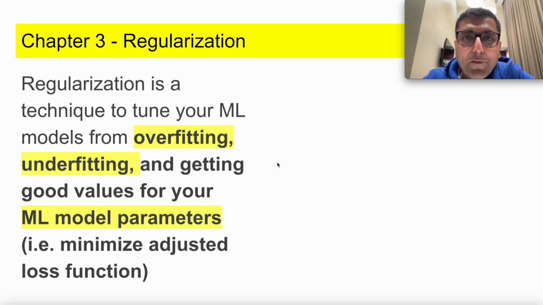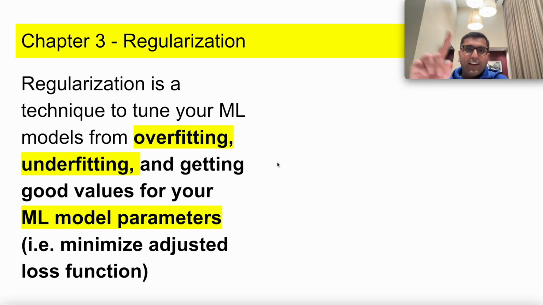Regularization. If I were to summarize this entire chapter in one line, it would be: regularization is a technique to tune or calibrate your machine learning models from the pitfalls of overfitting, underfitting, and also getting the best values for your machine learning model parameters, which is to minimize the adjusted loss function. So regularization helps with a lot of things.